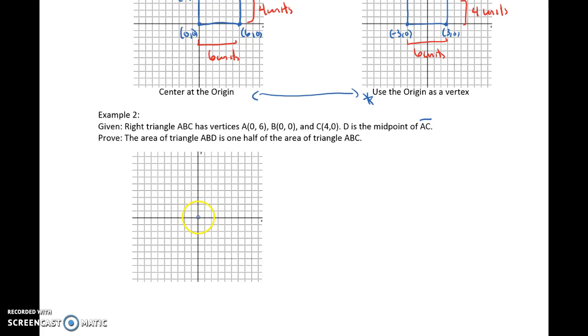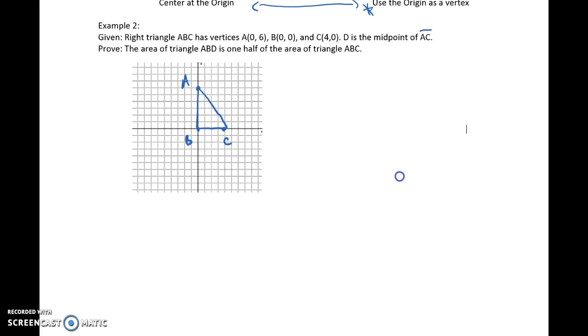So I'm going to go 0, 0 for B, and then 0, 6 for A, and then 4, 0 for C. That's the given right triangle. Okay? Then we know D is the midpoint of AC, and then we want to find the area. So when we're doing our coordinate proofs, we want to consider using formulas. Let me scoot up a little bit.